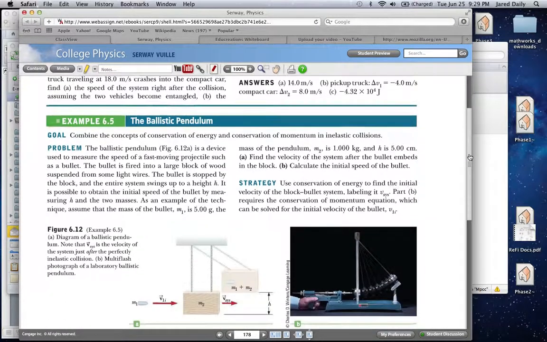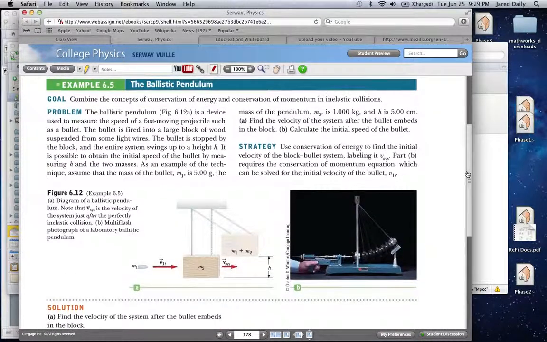Another classic example of a perfectly inelastic collision is what we call the ballistic pendulum. We shoot a bullet into a block that's just hanging from the ceiling. When the bullet enters the block, it gets stuck in there, and the block will swing upward with a momentum that is equal to the momentum of the initial bullet.